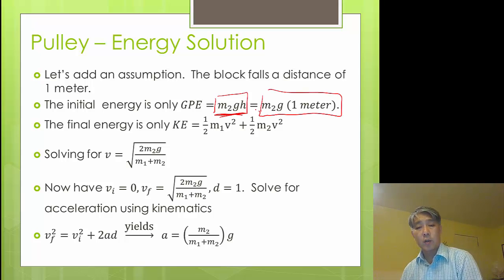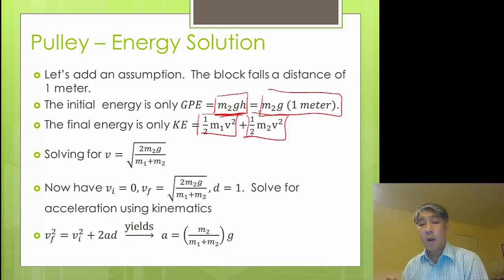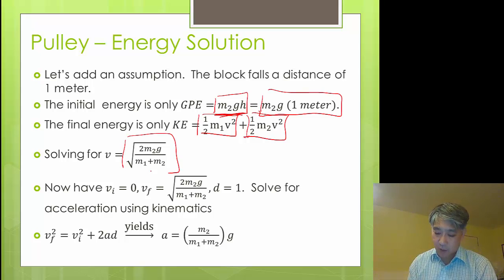The final energy is going to be all kinetic energy. In this case, m1 is moving, m2 is moving. They're both moving at the same speed since they're connected. If I solve for v given these equations, I find that my velocity is equal to this fairly complicated looking equation, the square root of 2m2g divided by m1 plus m2.